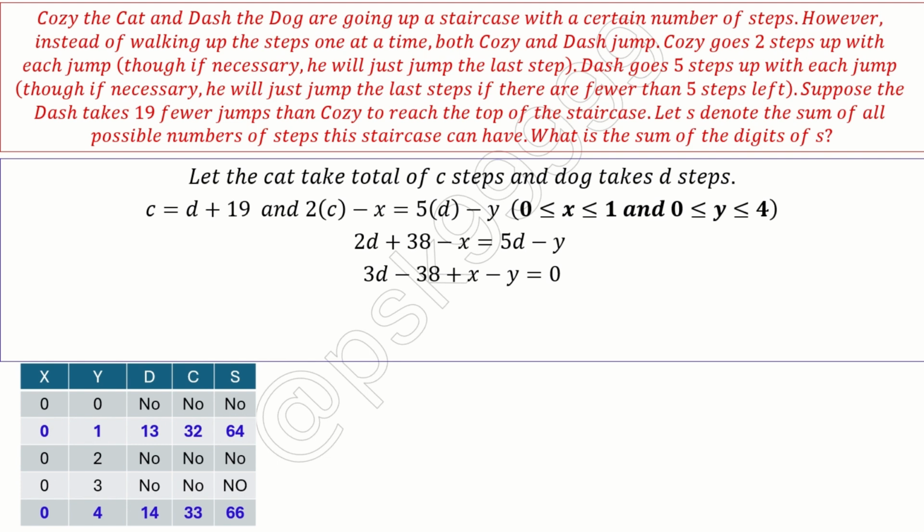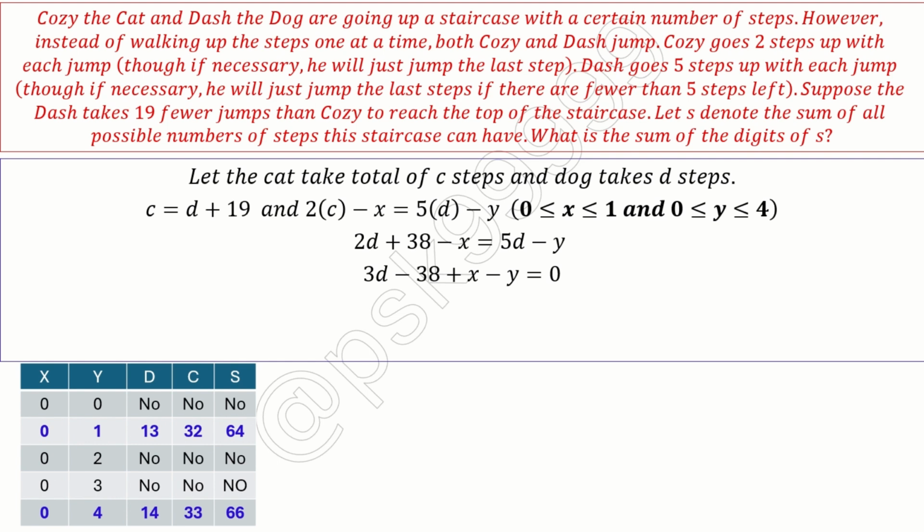0 and 1 if I take, okay, then 3D equal to 39, D is equal to 13, correct? If D is 13, C will be 32, okay, and S is 64. This is a possible value, integer value is possible, okay. How am I getting S? S is nothing but either you can take C into 2, okay, or C into 2 plus X basically, okay, or D into 5, which is 65 minus, sorry, not plus X, minus X there also. So D into 5, because 5 steps at a time, minus 1, okay.